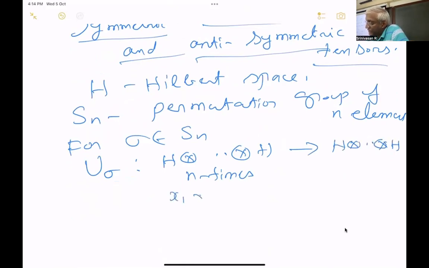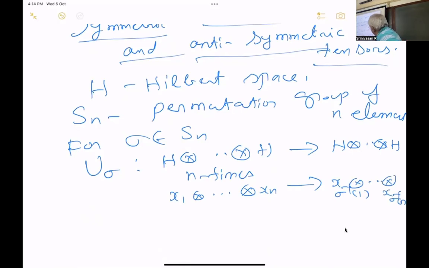Right? You take x1 tensor up to xn goes to x sigma inverse 1 up to x sigma inverse n. I take the inverse because I want it to be a representation of the symmetric group. You can put sigma also, that doesn't matter. If sigma is a permutation, sigma inverse also is.